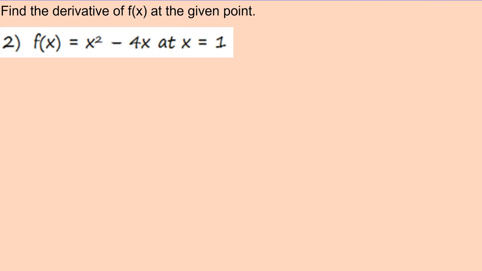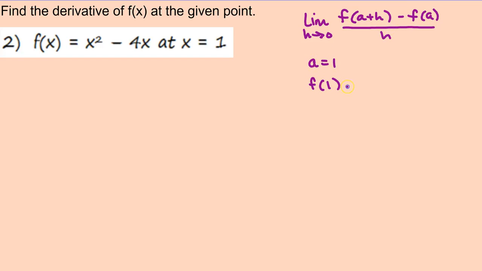Number 2. Here's the function f of x equals x squared minus 4x. We're finding the derivative at x equals 1. So we're going to use the limit as h approaches 0 of f of a plus h minus f of a over h. And in this case, a is 1. So let's find f of 1. 1 squared minus 4 times 1 is negative 3.